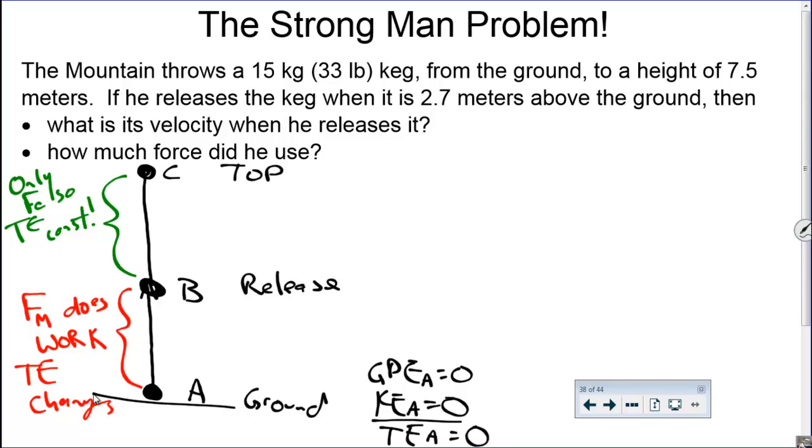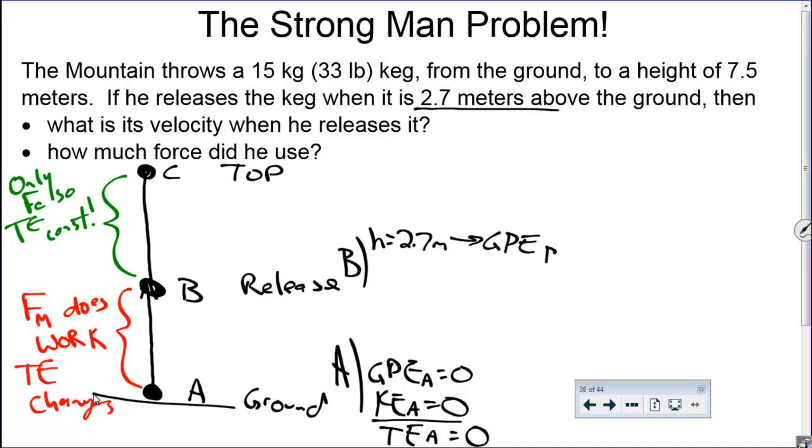Now, it says he releases the keg when it's 2.7 meters above the ground. So this is all point A, right? For point B, I know the height is 2.7 meters, so I can calculate my gravitational potential energy at point B. It's 15 kilograms, so 15 times 9.8 times 2.7. So the gravitational potential energy there is 396.9 joules.